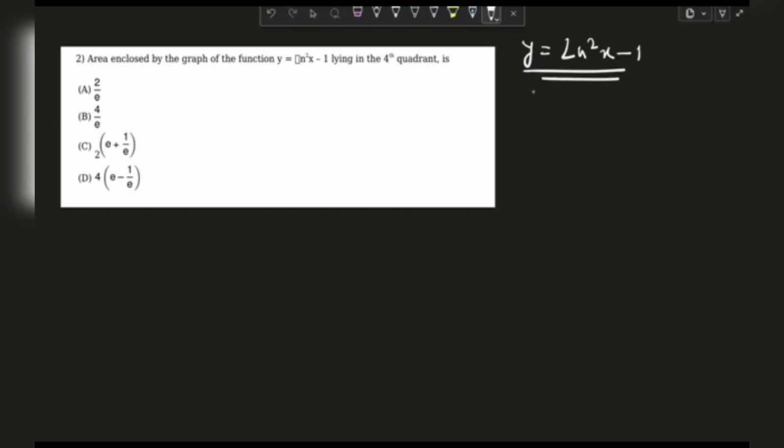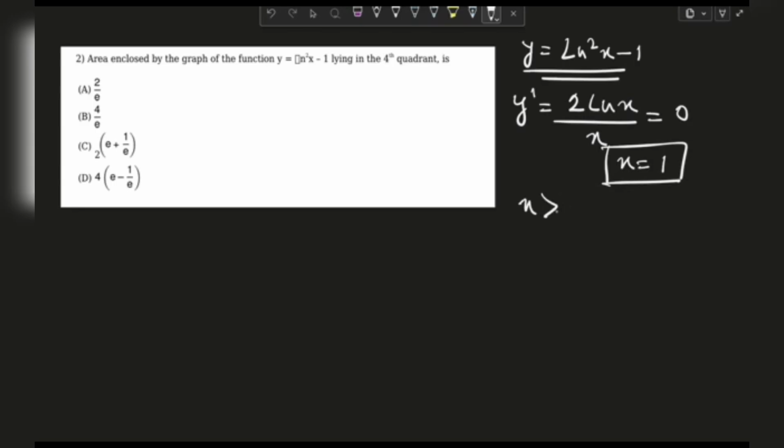So I guess the first thing is we have to find out some sort of information about where this graph is increasing and decreasing. So for that we will differentiate this one time as y dash. So this thing becomes 2 ln x by x, right? And now if we put this equal to 0, x obviously can't be 0, so x has to be 1. So if we put x greater than 1, then this thing becomes, say, ln square 4 minus 1. So I guess y is increasing here. And if we put 0 less than x less than 1, then obviously y will be decreasing.